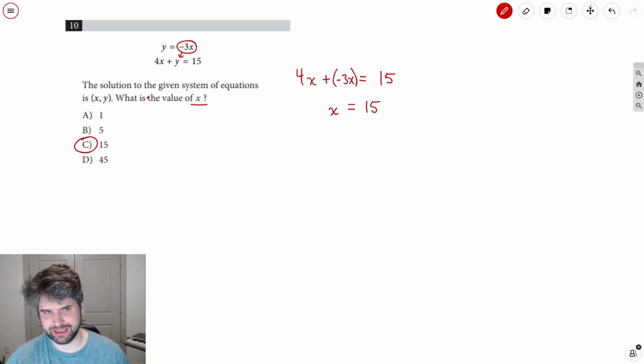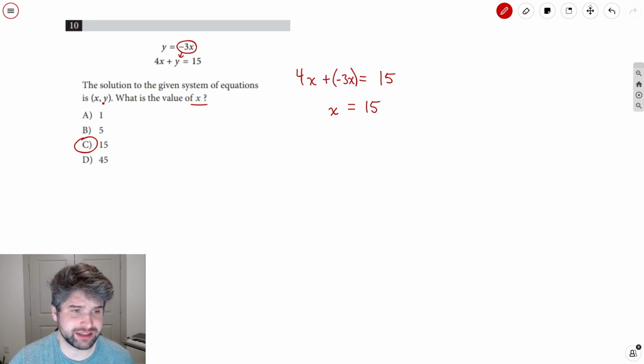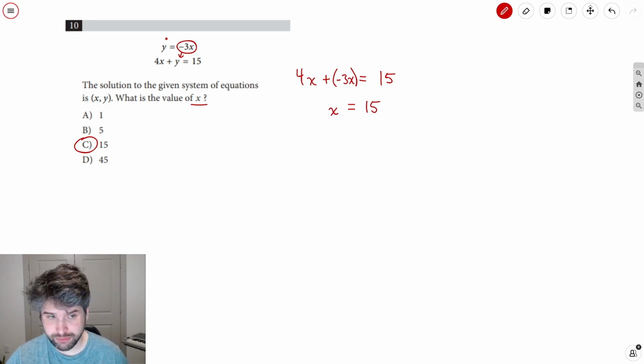Now, sometimes you might need to know the other value. You might need to know the value for y, because the solution to the system of equations is really an ordered pair. It's an x and a y. But what's the main rule on the SAT when it comes to time? Don't do more work than you've got to do. We found x, and so we're done.